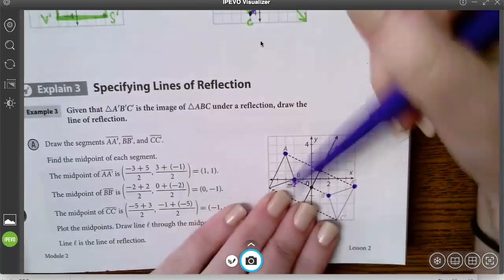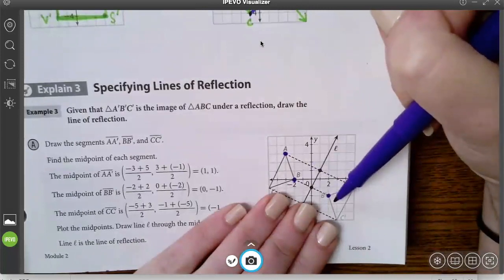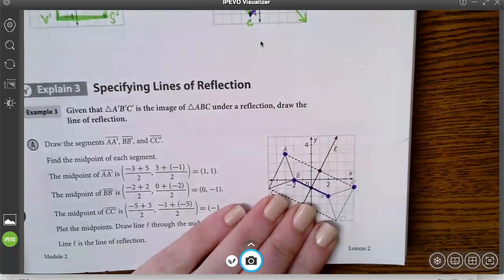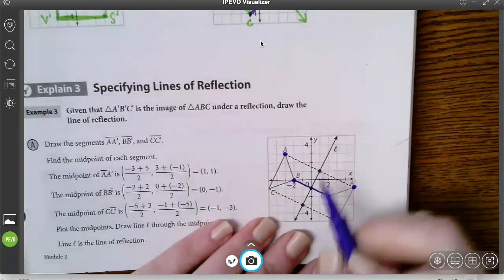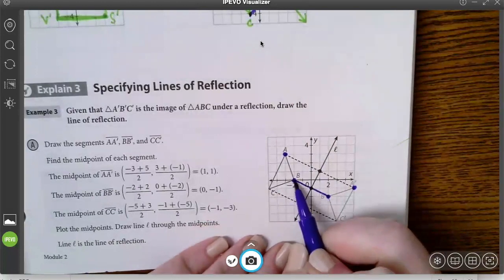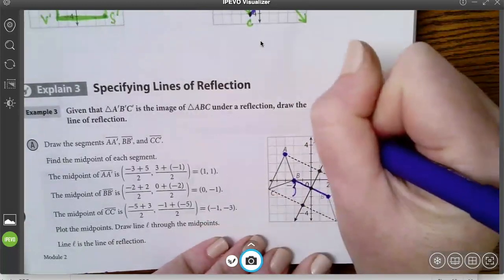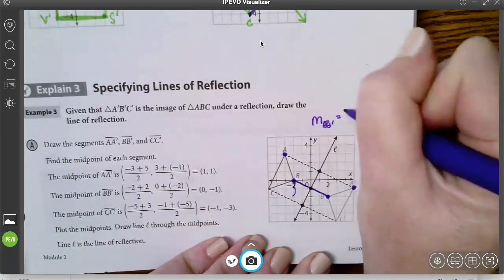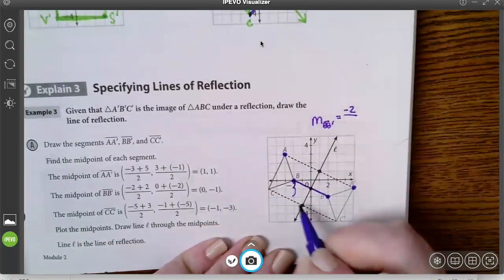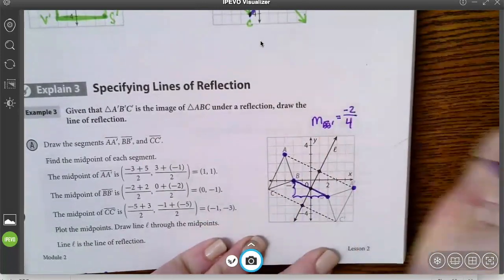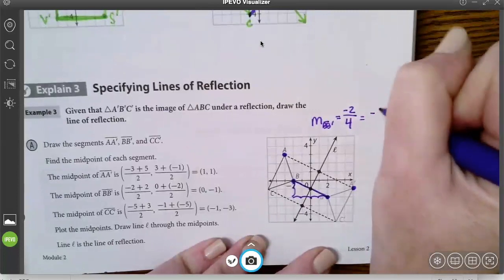So we're going to start with some points like B and B prime, and we're going to make a line that connects them. And we're going to see what the slope is of that line. So from B to B prime total, I would go down 2, and then I went over 1, 2, 3, 4. So when I simplify that, I can see that my slope is -1/2.